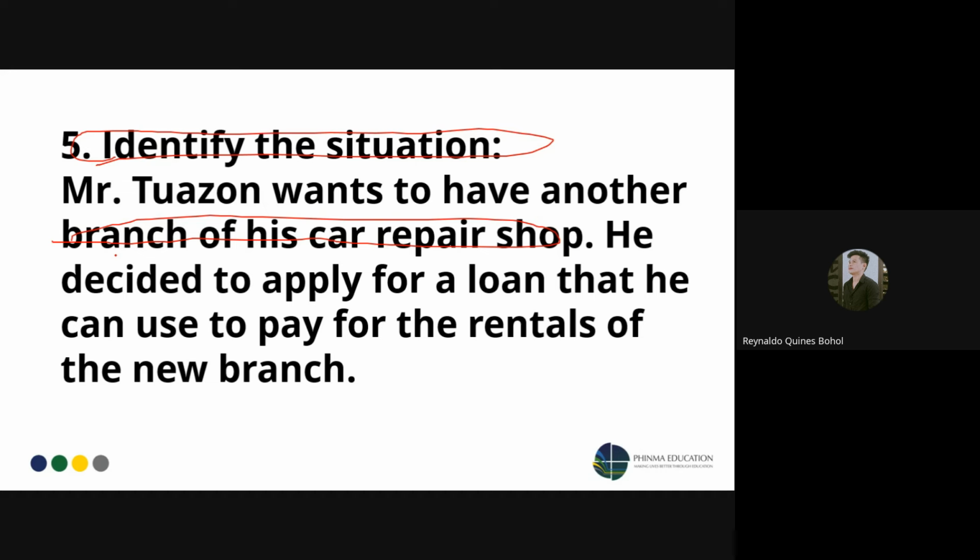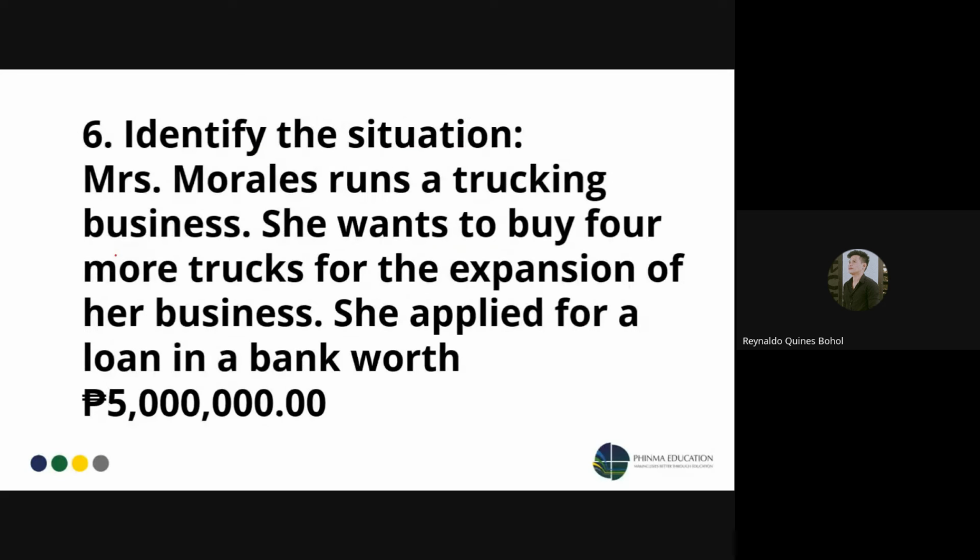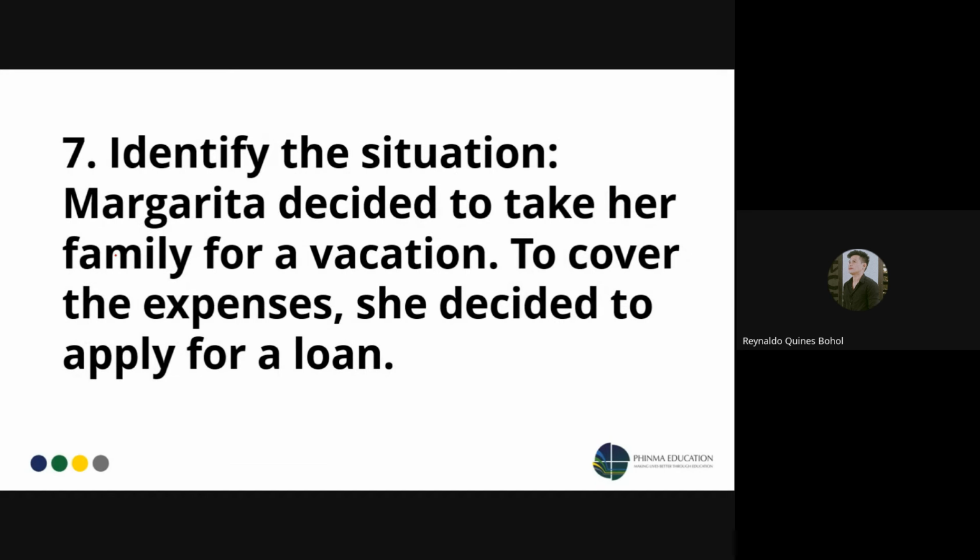Salvador again. Next to Salvador is Riveros. Number 6, identify the situation. Mrs. Morales runs a trucking business. She wants to buy 4-wheeler trucks for the expansion of her business. Still, it was a business loan. Pero Santos, what was your section? Identify the situation. Margarita decided to take her family for a vacation. It's a consumer loan.